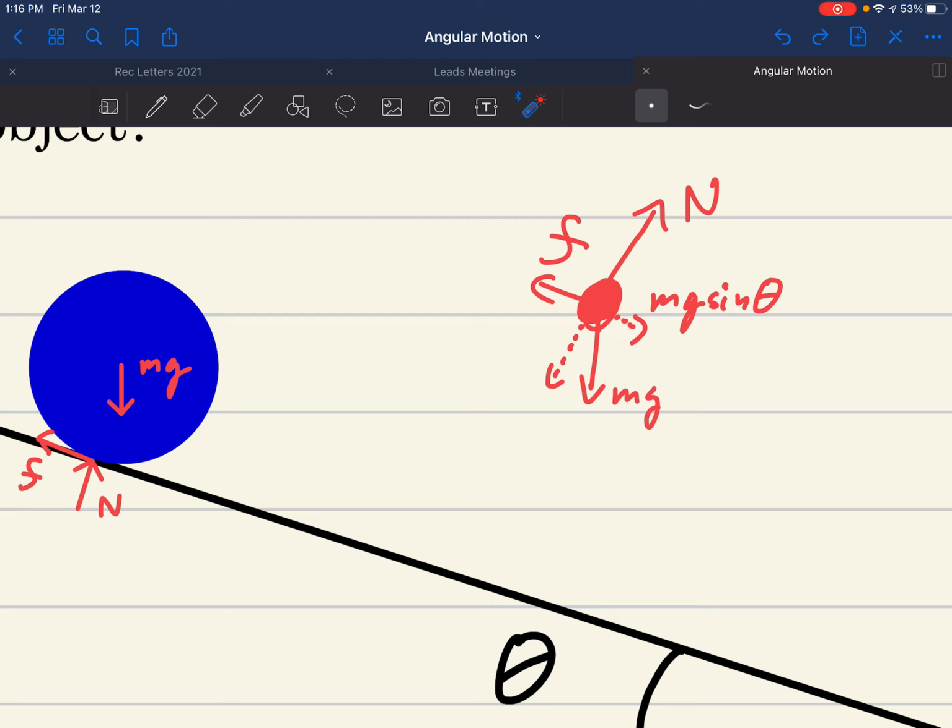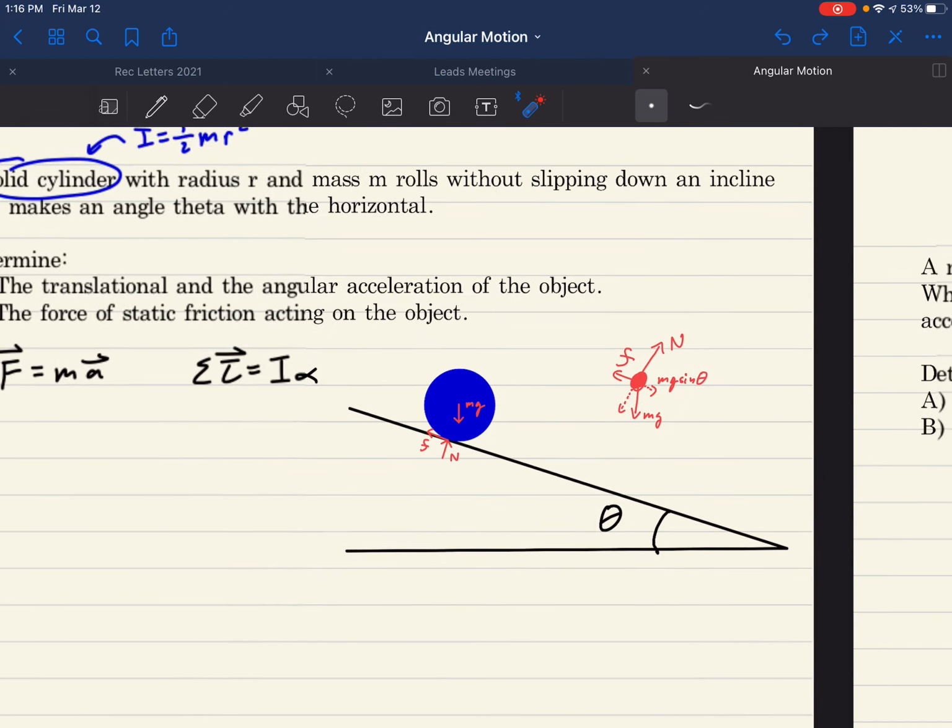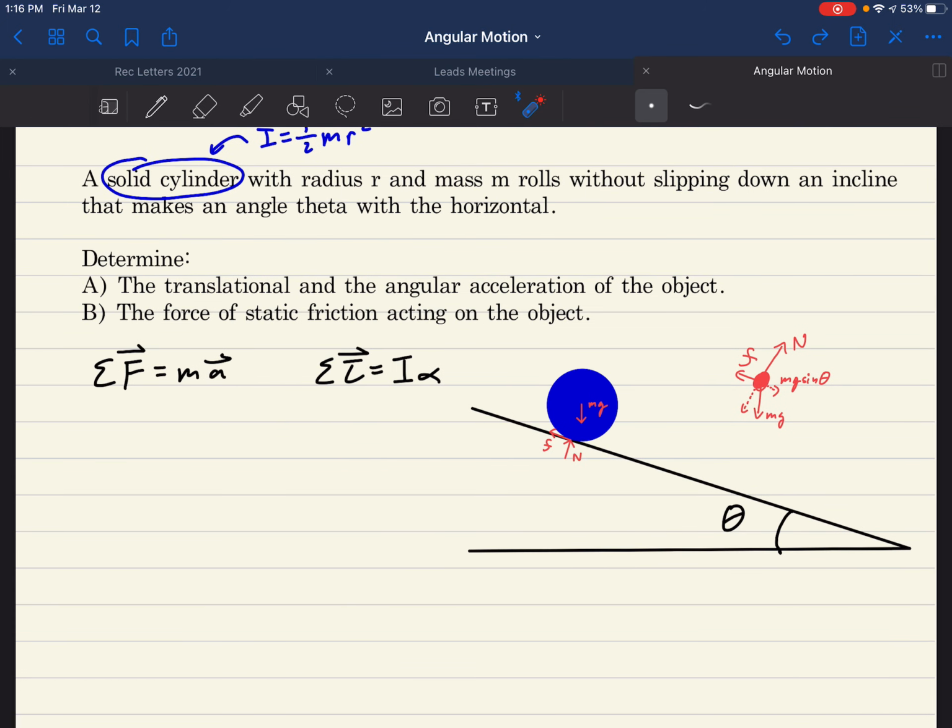And this is actually going to be a little bit greater than that. My diagram was misleading, right? This looks like it's longer than that, but this component should be greater. So for my net force equals ma equation, we will have mg sine theta minus friction force equals ma.